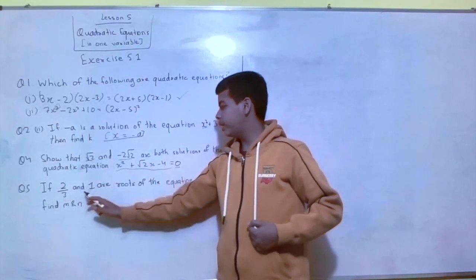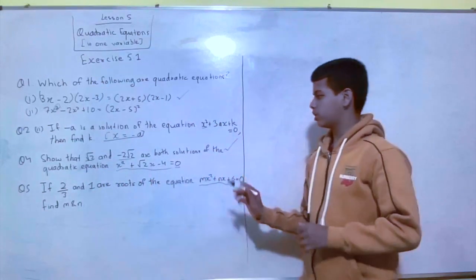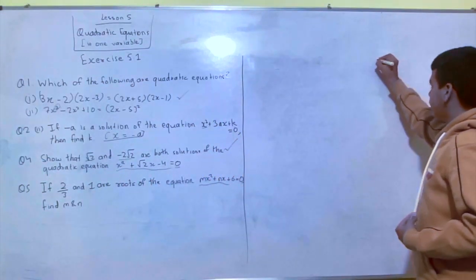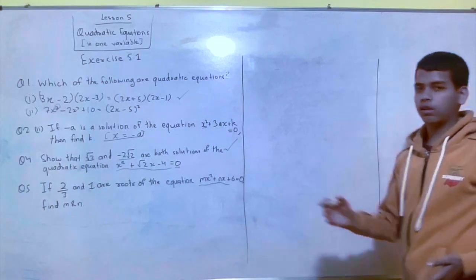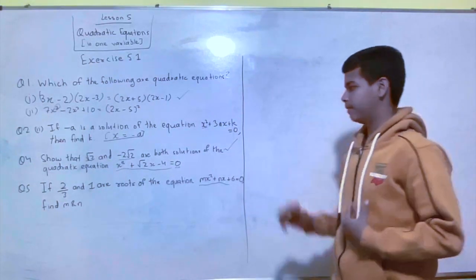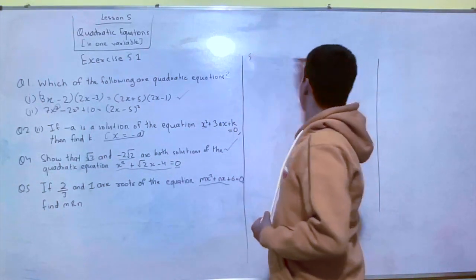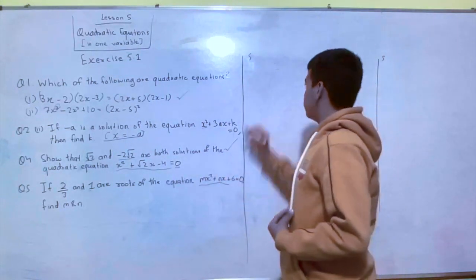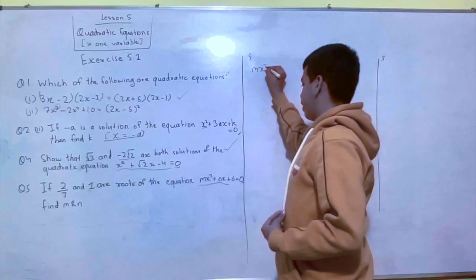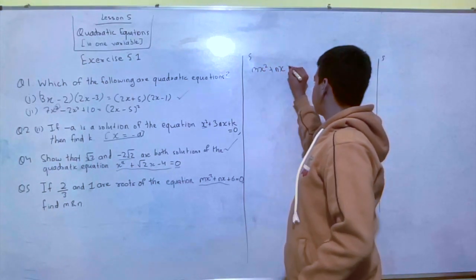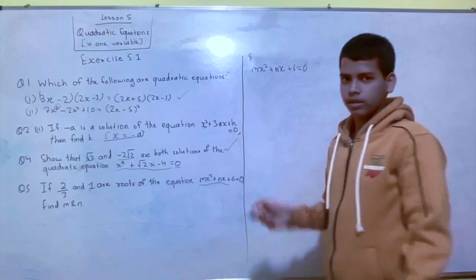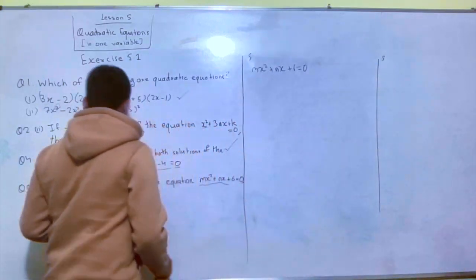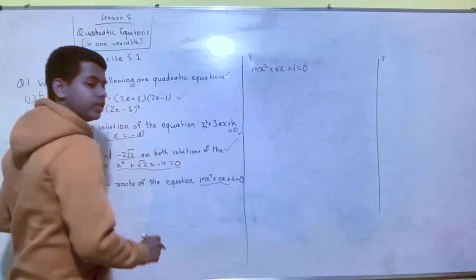So here 2 by 3 and 1 are the roots of both this equation. Now here I will divide this both into 2 so that we can solve these both together. So here, let's try with 2 by 3 first. Now mx square plus nx plus 6 is equals to 0. Okay, and here they have given us the value, first value is 2 by 3.